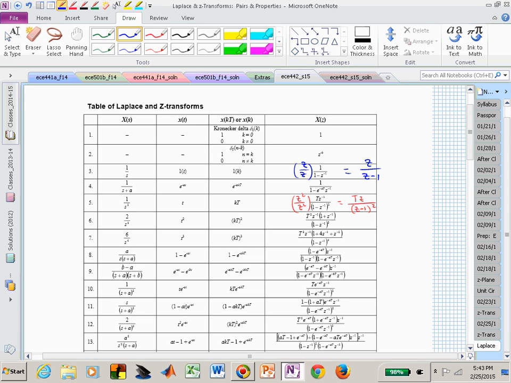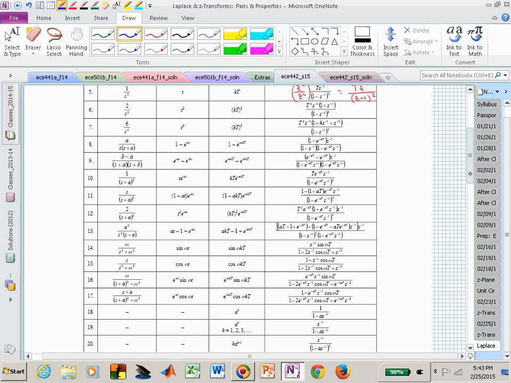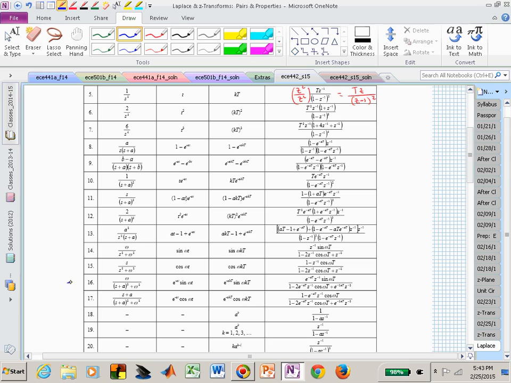And if you wanted to know what's going to happen with exponentially damped sines and cosines, now you're down here in rows 16 and 17, and you can see what it looks like in the time domain, what it looks like when you sample.